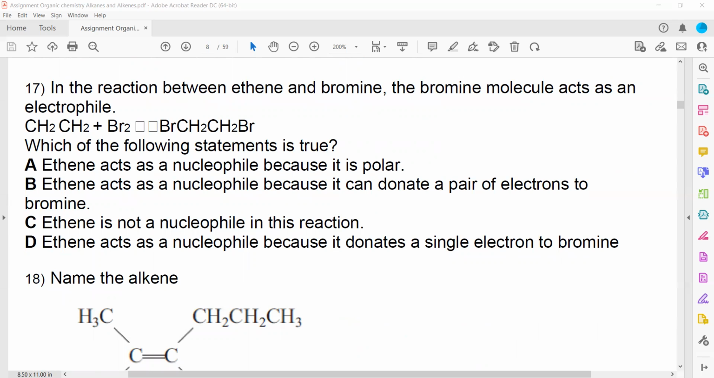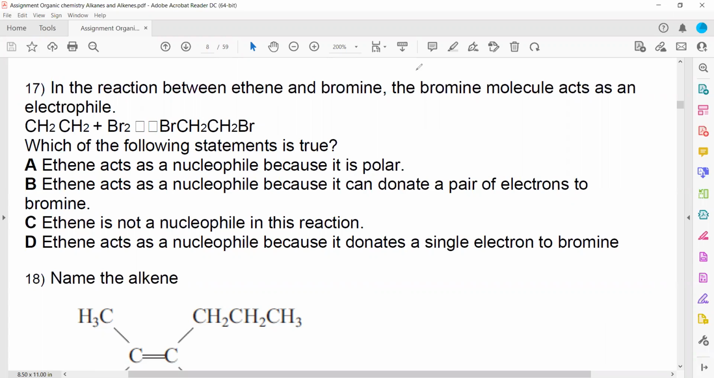In question 17, what is the meaning of electrophile? Electrophile refers to an electron loving group, a substance or a molecule which is attracted to electrons. So ethene acts as a nucleophile. Which statement is true?